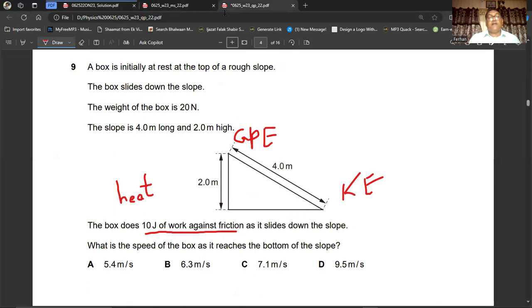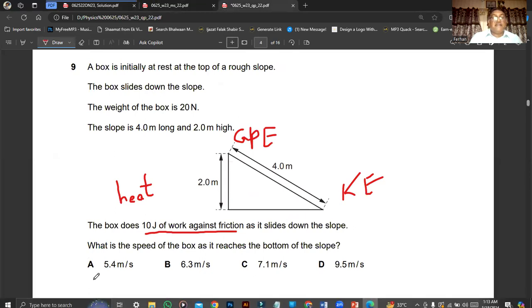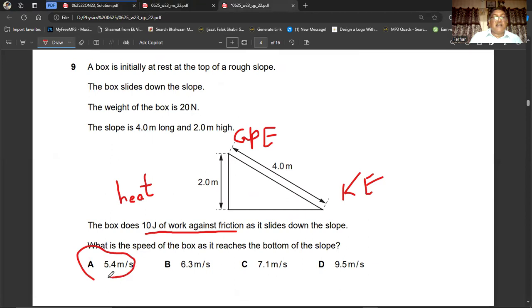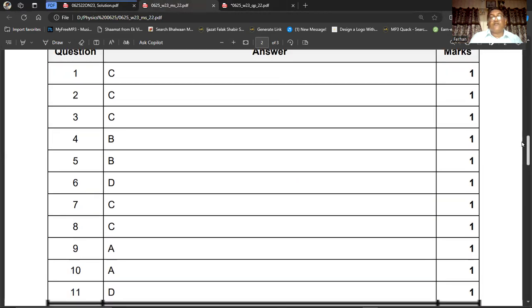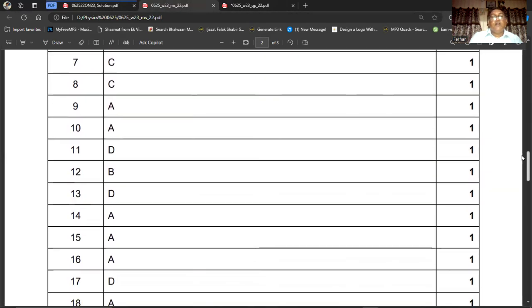5.4 meter per second. So I think A is the right option, sir. Question number 9, A is the right option.